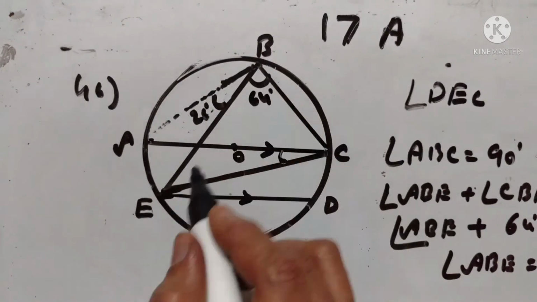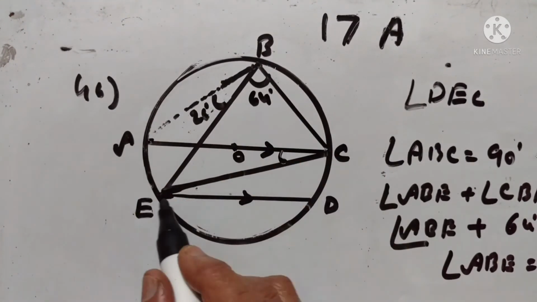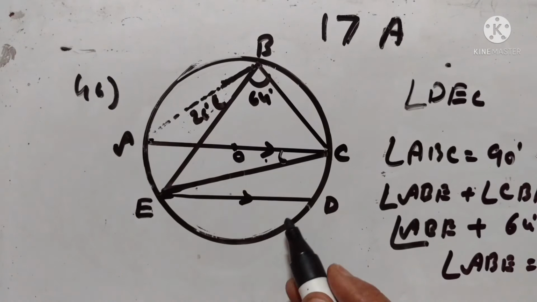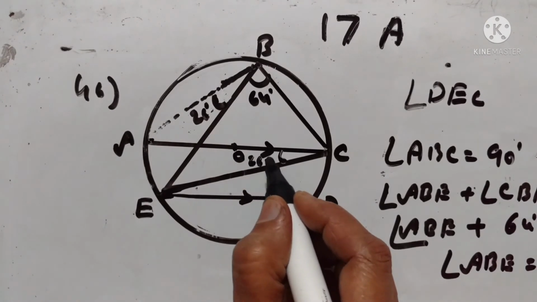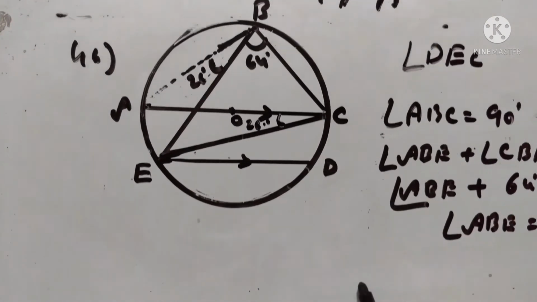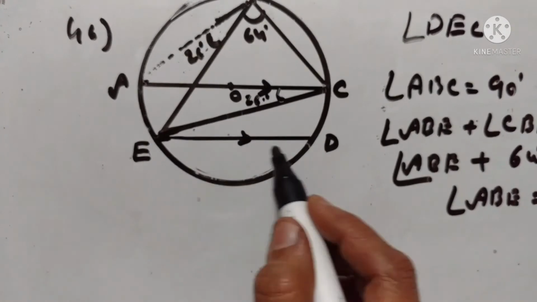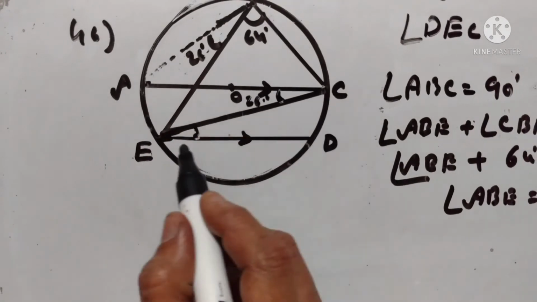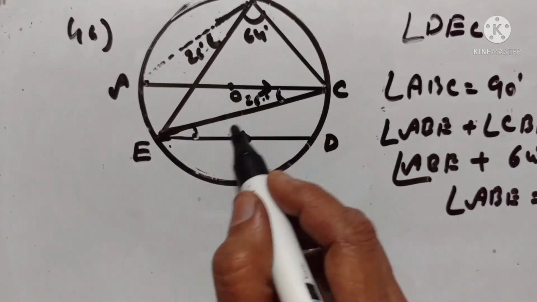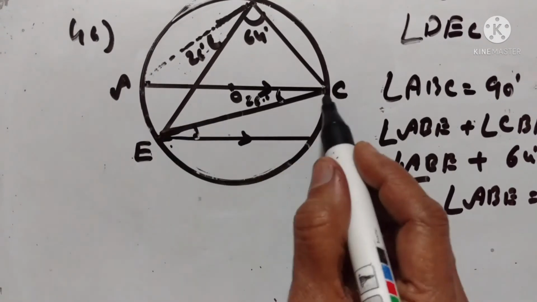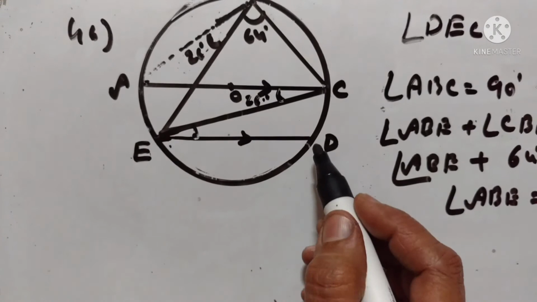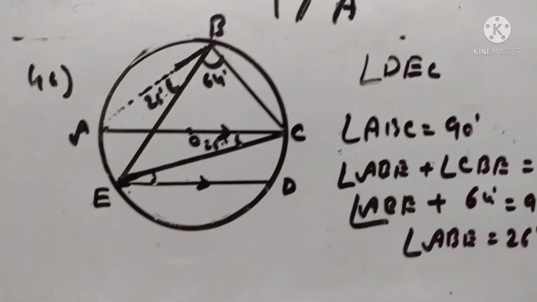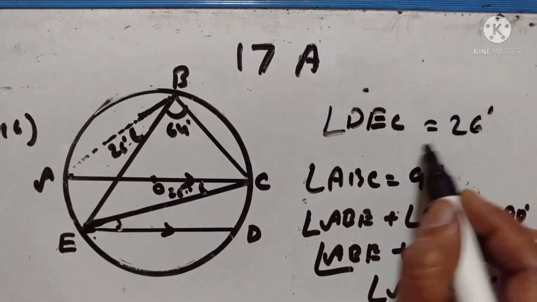Now angle ABE is equal to angle ACE, angles of the same segment. Therefore angle ACE is equal to 26 degrees. Angle ACE is equal to angle DEC, alternate angles. It is given that AC is parallel to ED. Therefore alternate angles are equal. Angle ACE is equal to 26 degrees. Therefore angle DEC is equal to what? 26 degrees.